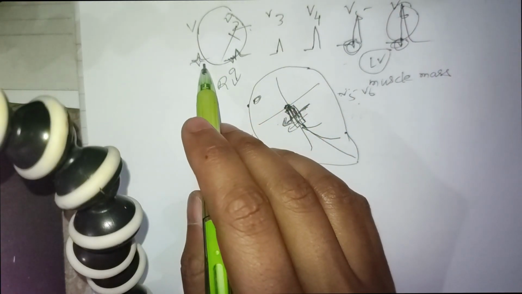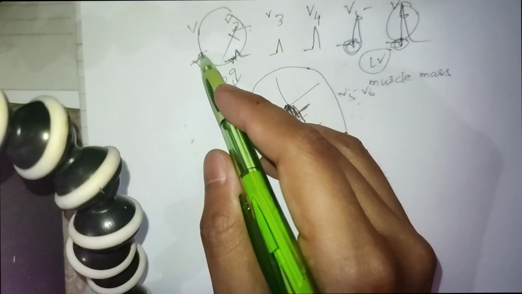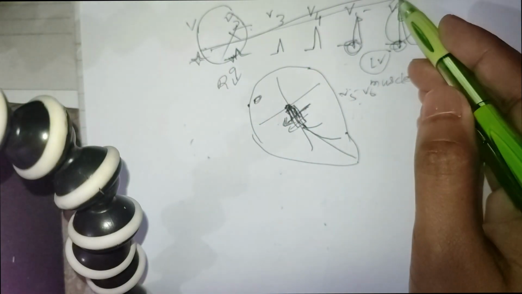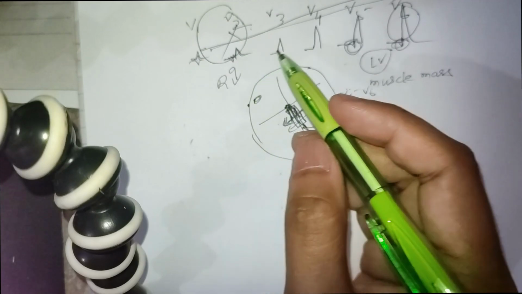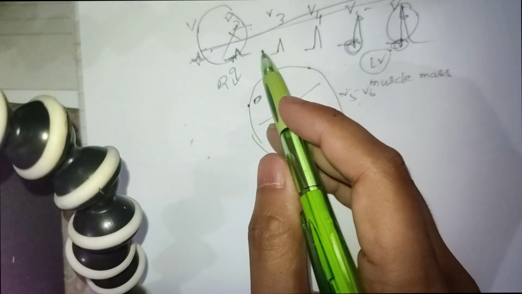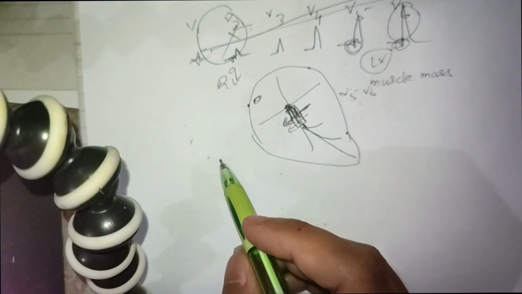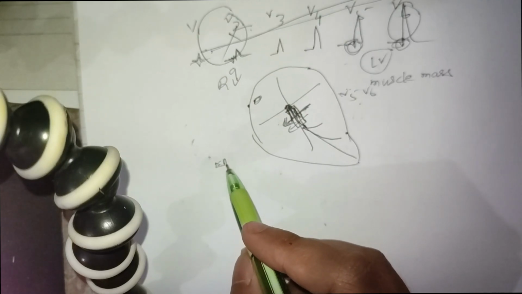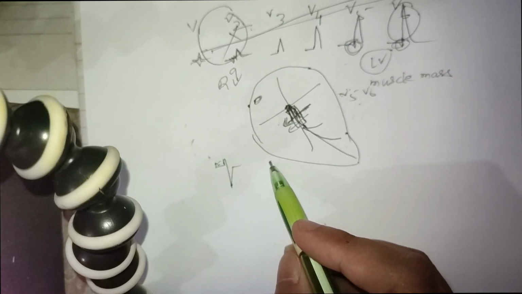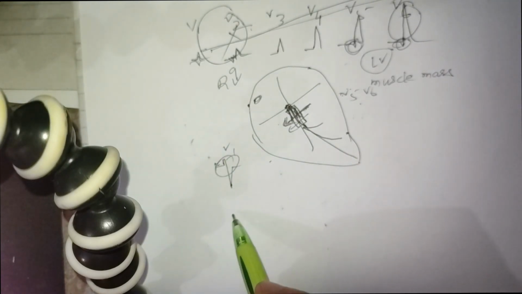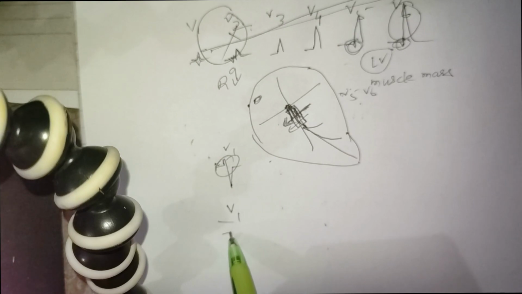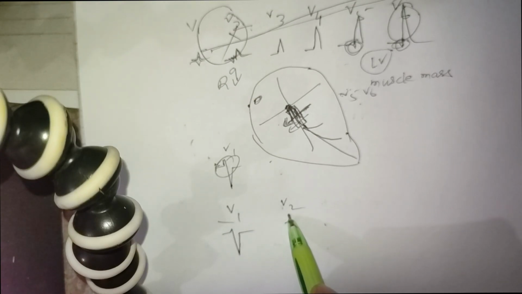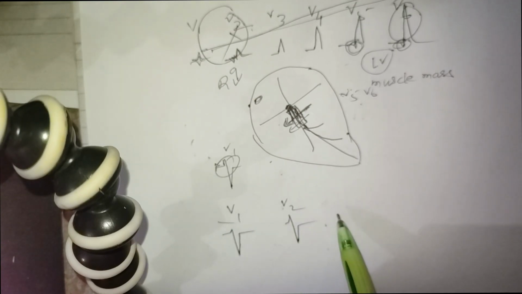So I was talking that the amplitude or voltage of R wave slowly increases as you go from right to left, right? And similarly the amplitude of S wave slowly decreases as you go from right to left. Like if you see in V1 there is a small R wave and a big S wave, right? Similarly in V2, let me draw it here. In V1 you will see a small R wave and big S wave, and in V2 there is a little bigger R wave and a little smaller S wave.